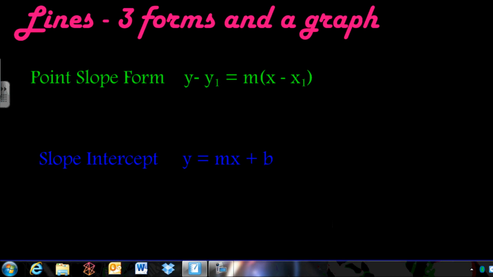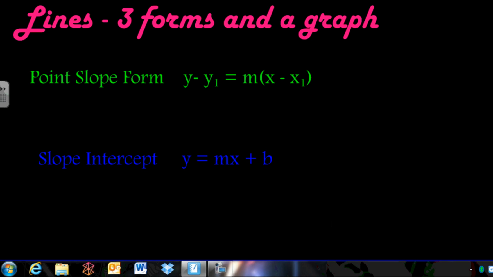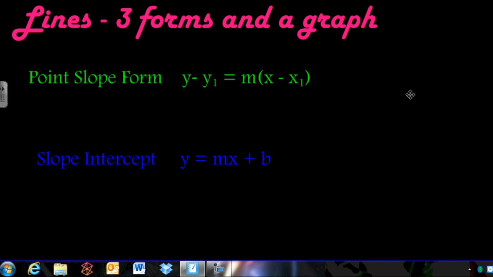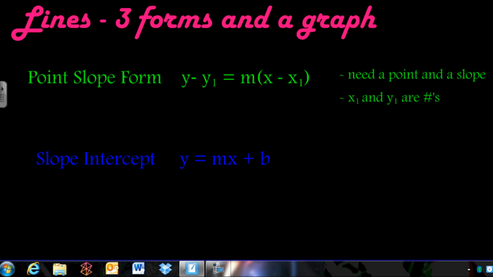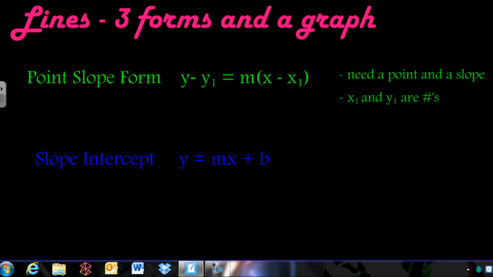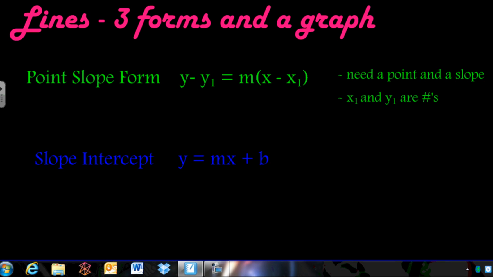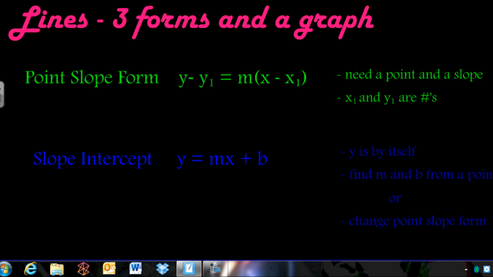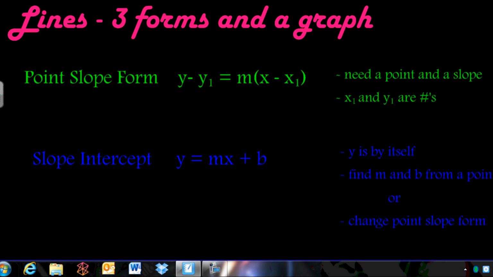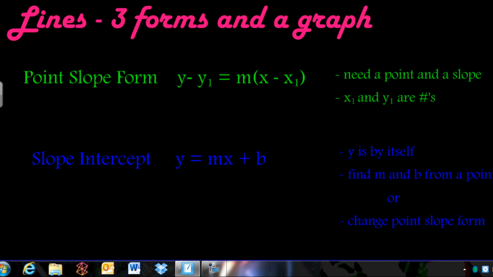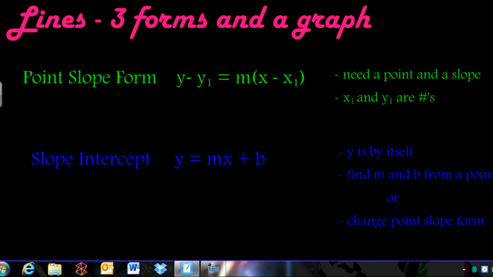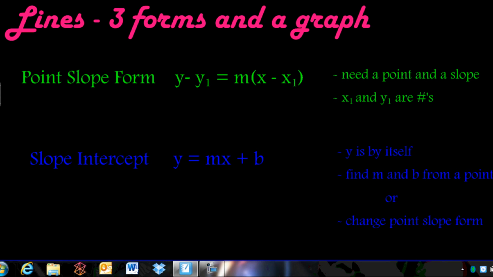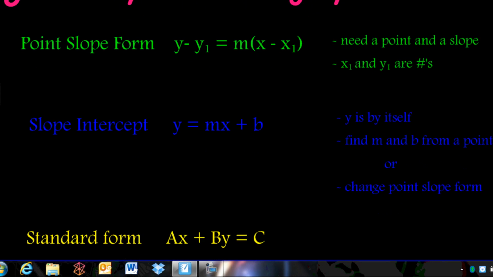In this video, we're going to talk about the three forms of lines and how to write them using a graph. Now, the first form of lines, in order to write them from a graph, you need a point and a slope, and you need to write x1 and y1 as numbers. Now, slope-intercept form, y is by itself, and you need to find the slope and b either from the point on the graph, or you can change around point-slope form so that you get y isolated.